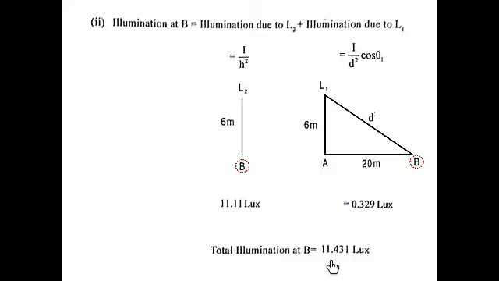That is nothing but 11.4. Solve and check the content. One more step is there. You need to find the intensity at the center position, that is nothing but C. So this is the content: intensity at C, illumination due to L1 and illumination due to L2, lamp 1 and lamp 2 here.